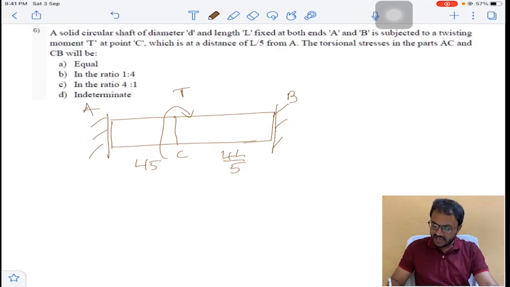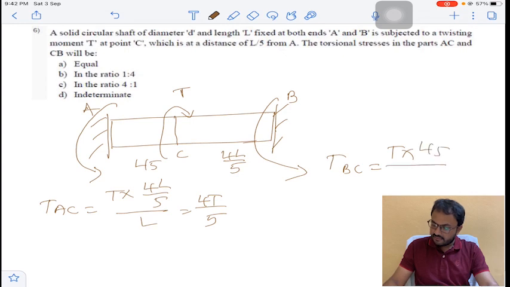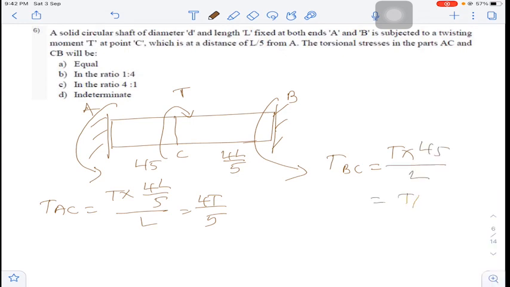So first of all, we need to calculate the reaction here. Now TAC will become T into the other length, which is 4L by 5, divided by L. So it is 4T by 5. And TBC will become T into the other distance, L by 5, by L. So it will become T by 5.